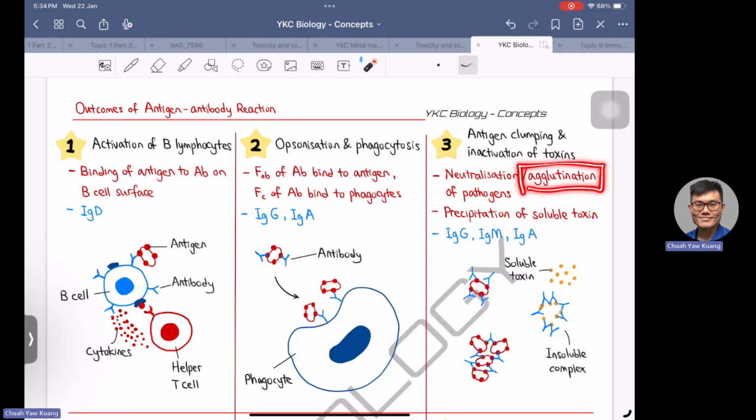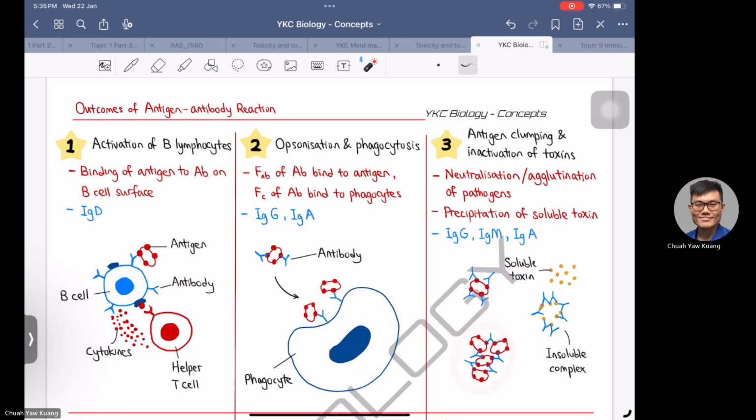Agglutination means that the antibody will bind to the antigen on this pathogen and cause all of these pathogens to clump together. When all of these pathogens or the antigens are clumped together, they will form a very big complex, and all of these pathogens will no longer be able to move. So it causes these pathogens to form a huge complex and no longer be able to attack our body cell.